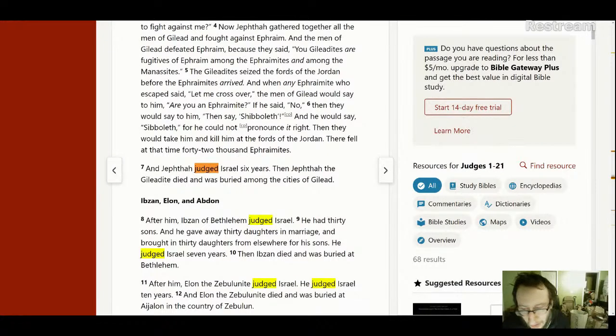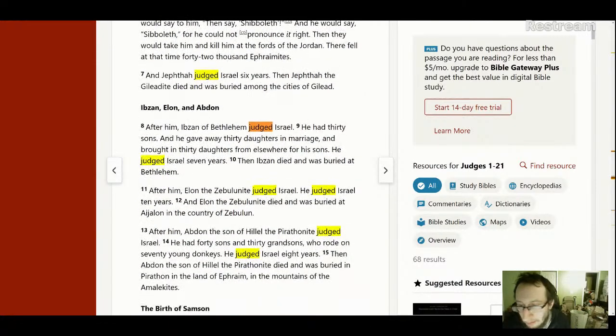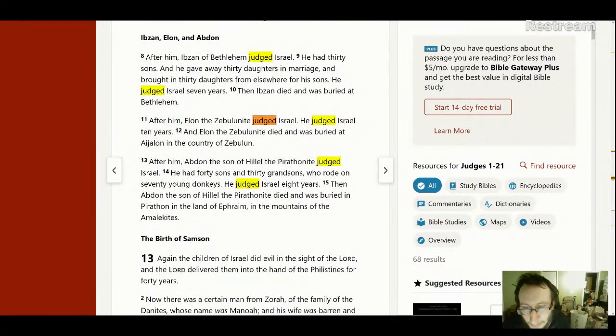Jephthah judged Israel 6 years. So we have the account of it. Then we have, after him, Ibzan of Bethlehem judged Israel. He had 30 sons. He gave away 30 daughters. So what did he do? Elon the Zebulunite judged Israel. Again, what did he do?